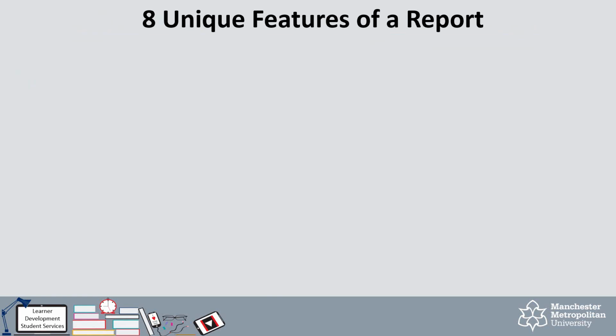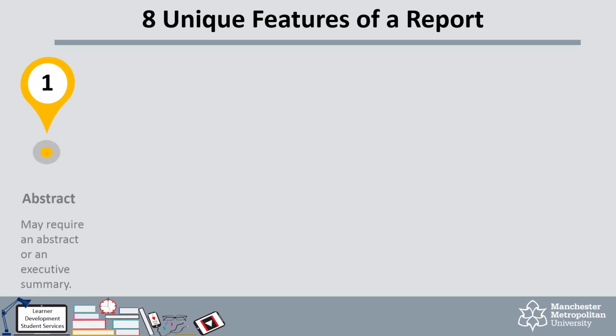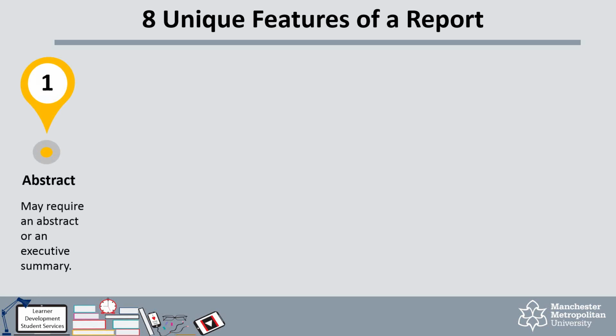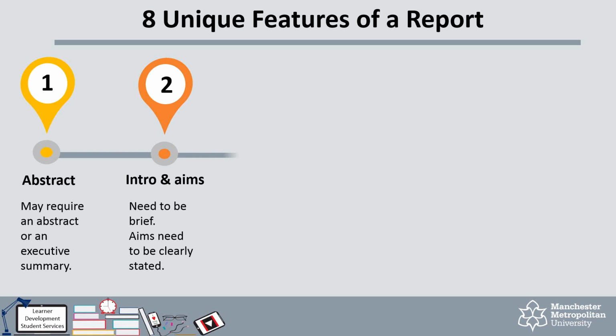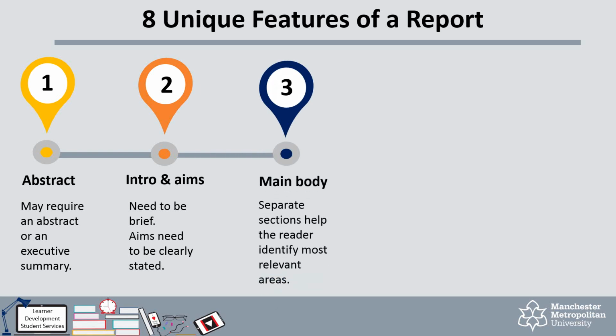Unique features of a report. They should have an abstract or executive summary. This will summarise the report in one or maybe two paragraphs. Introductions should be brief, aims should be clearly visible. The main body of the text often uses numbered headings and subheadings so the reader can refer to the contents page and find what they want quickly and easily.